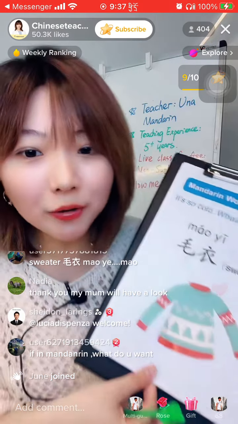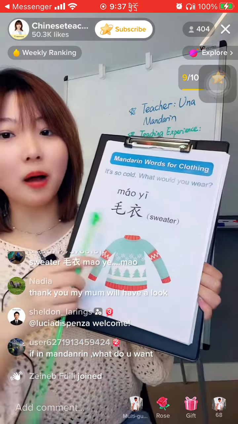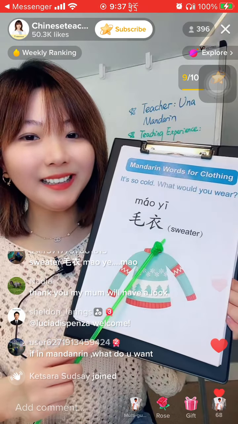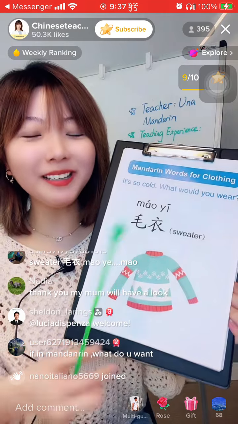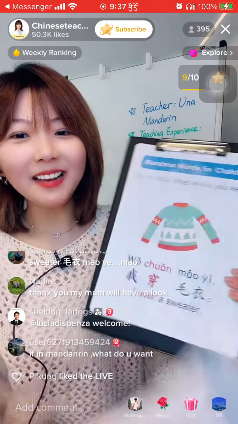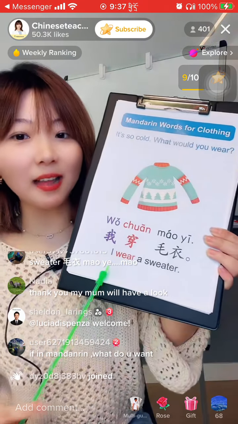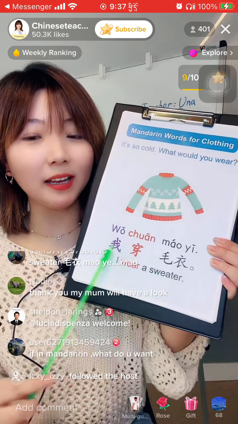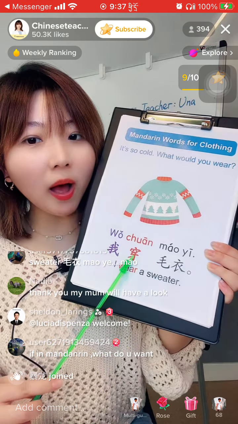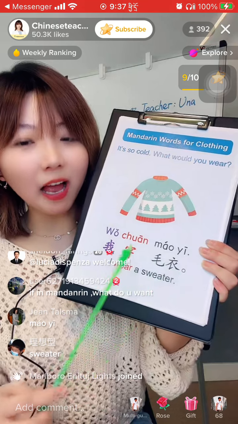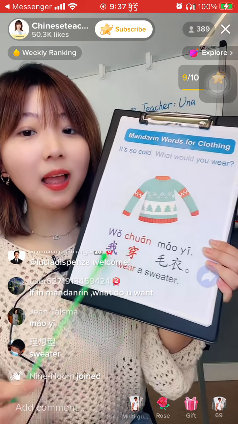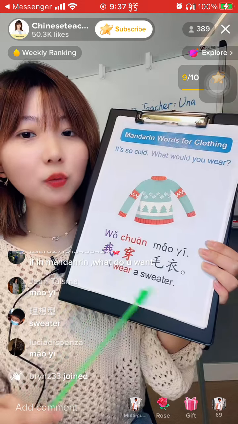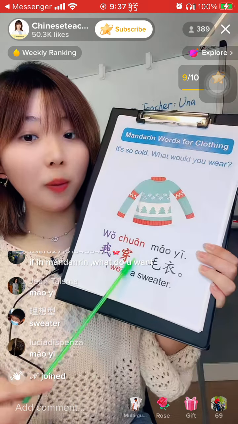Okay, 毛衣, sweater is 毛衣. Now as a sentence, I wear a sweater, very easy. 我穿毛衣. I wear a sweater. So you can match one by one.